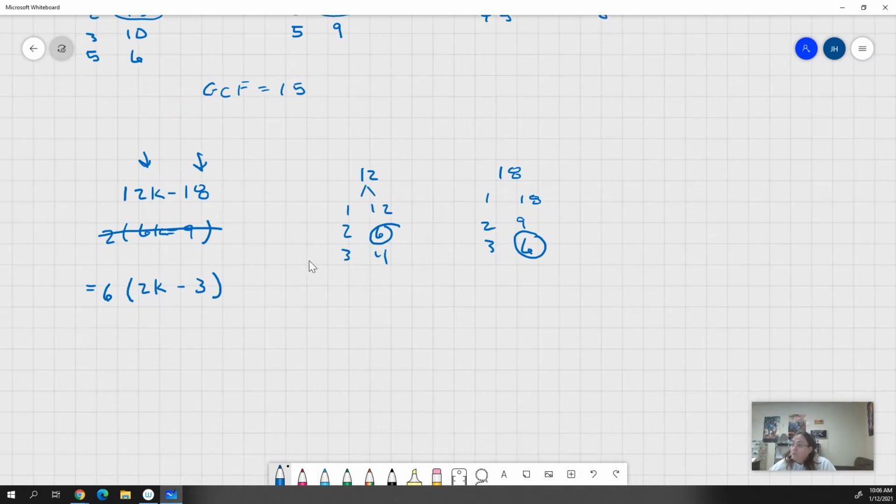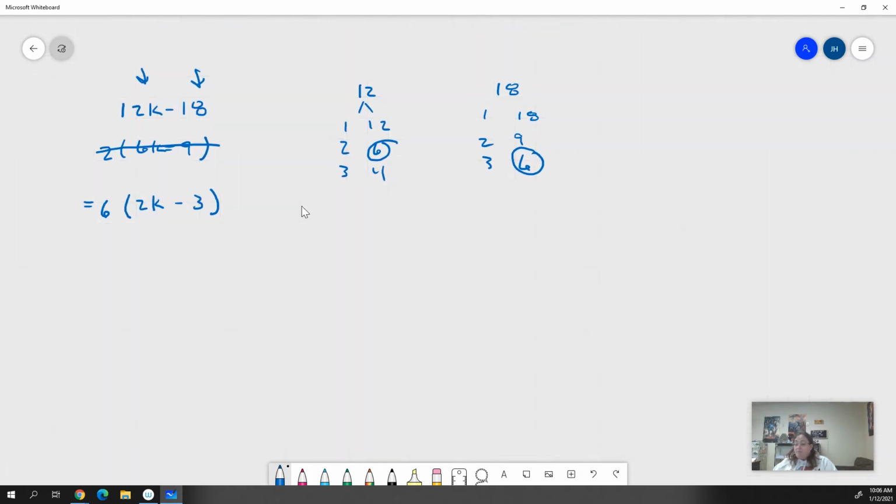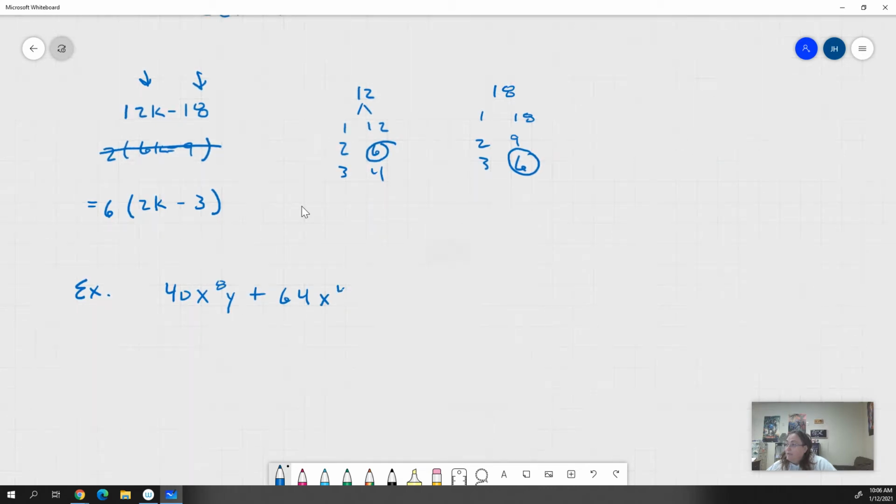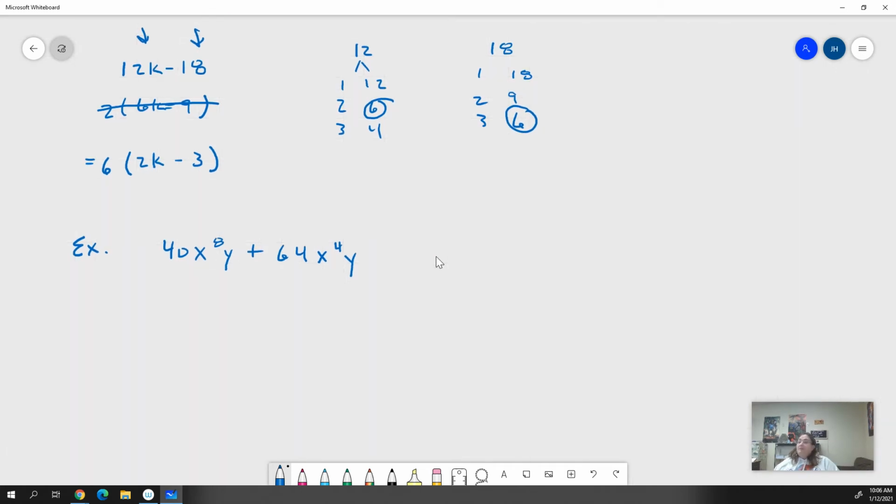It's not always going to work just with numbers. Sometimes we're going to have to factor variables too. So say I have 40x to the 8th power times y plus 64x to the 4th y. We still need to look at what we can pull out of each of these terms, right? Now, 40 and 64, we can just break it down to its factors. Does anyone know the greatest common factor between 40 and 64?